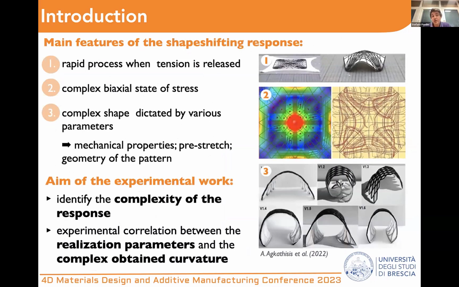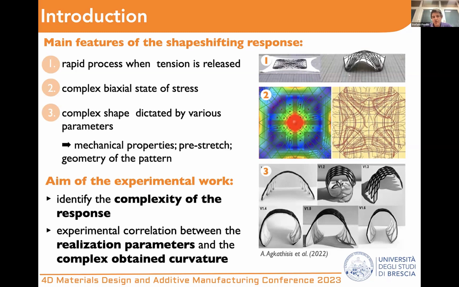On the mechanical side, however, the 4D textile behavior may be summarized as a complex response from these three features. We have a structure that rapidly changes its shape as tension is released, and the driving force is typically a biaxial state of stress, and the obtained shape is dictated by a mechanical equilibrium between the stretched textile and the printed elements. And this in turn depends on various parameters, which are the properties of the constituents, the textile pre-stretch, and the geometry of the printed pattern.